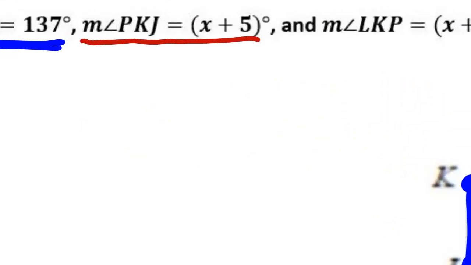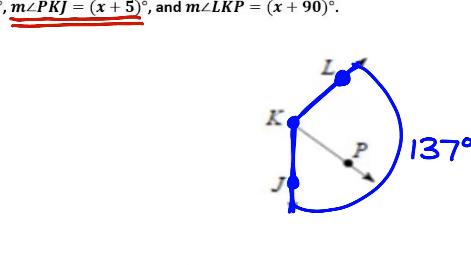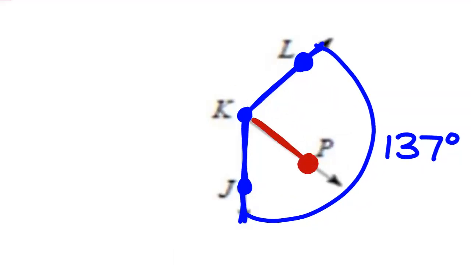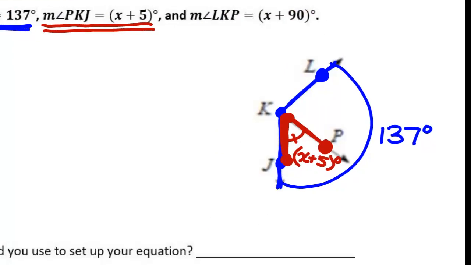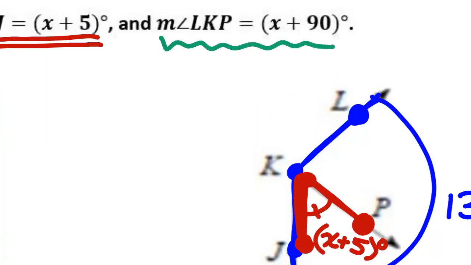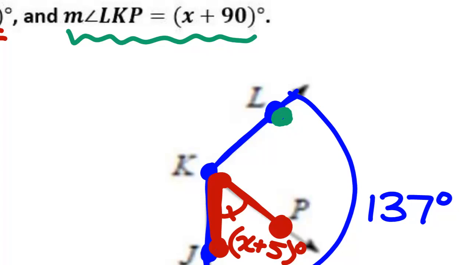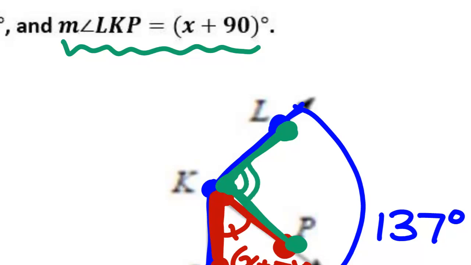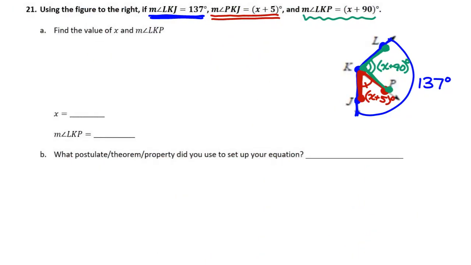It says that the measurement of angle PKJ is x plus 5. P to K to J. So this right here is x plus 5 degrees. And then LKP, L to K to P, is x plus 90 degrees. Find the value of x and the measurement of angle LKP.